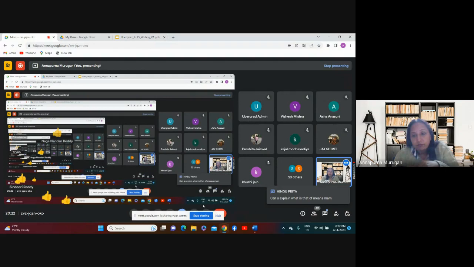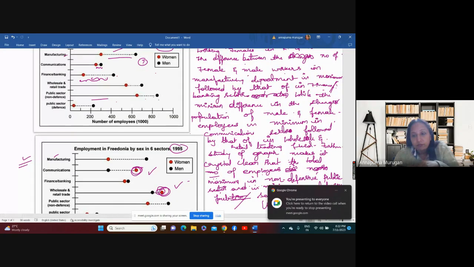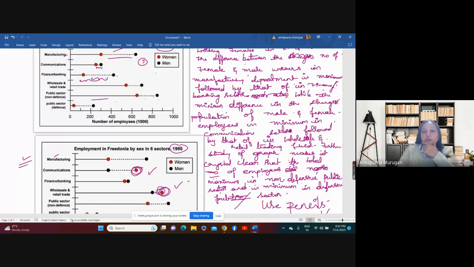That is, if I want to compare, the difference between the number of female and male workers in the manufacturing department is maximum, followed by that in the finance and banking sector. The first highest difference is in manufacturing and the second highest is in finance and banking. If I write "first highest you find in manufacturing industry, then you find a little less in finance and banking," it won't sound good, right?